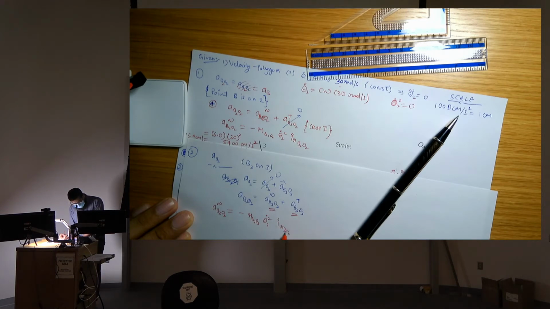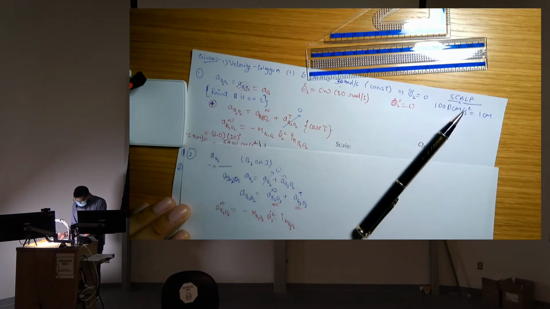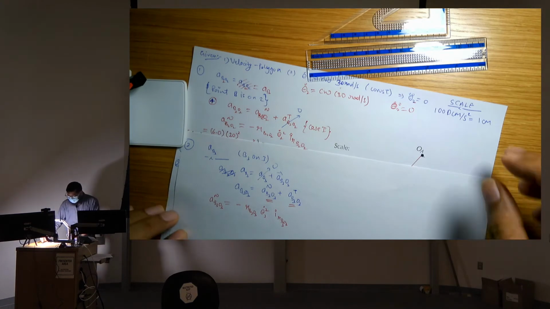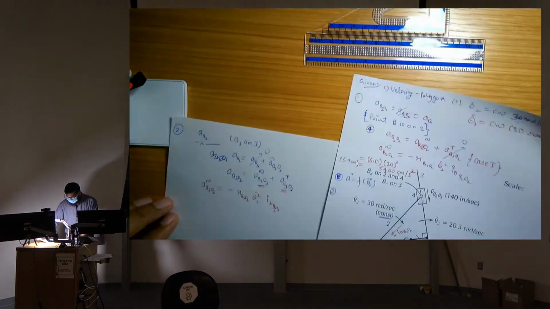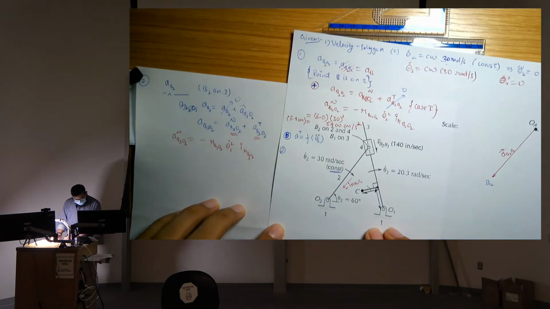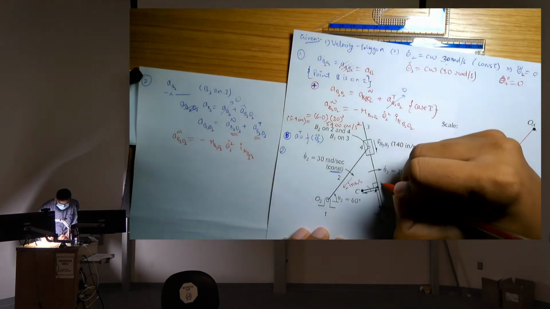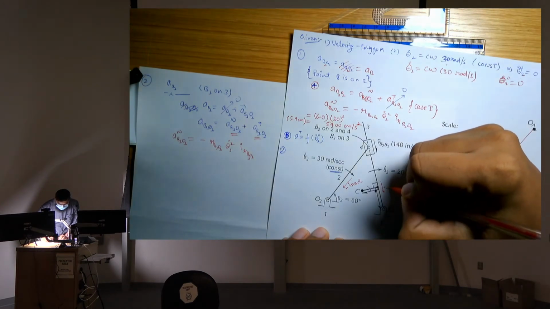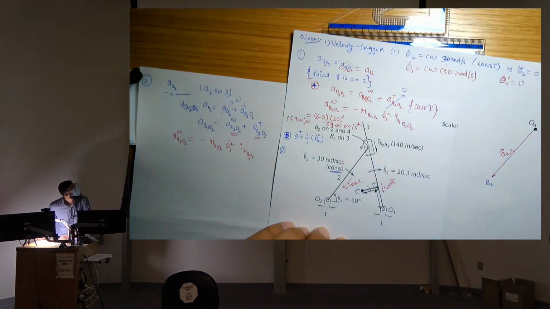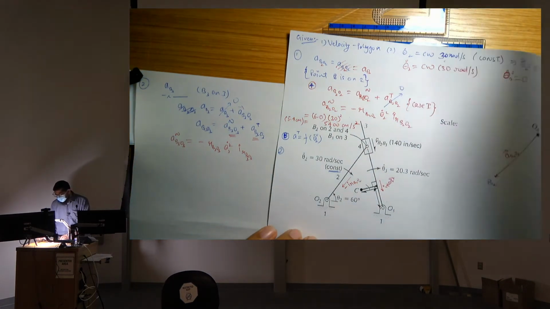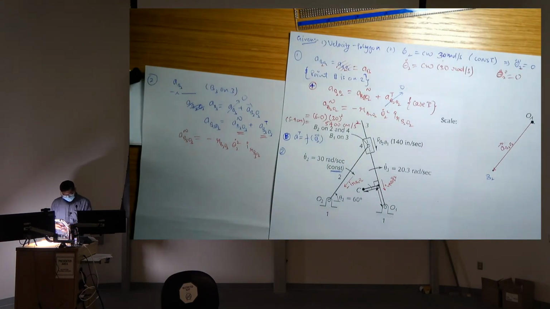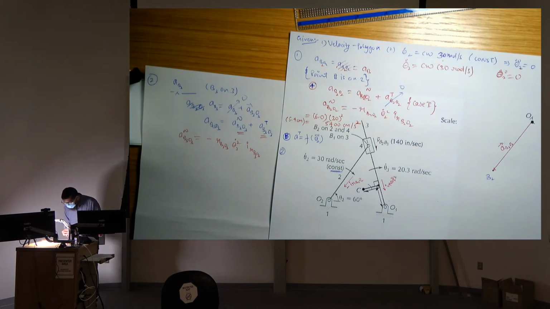And where would be the direction? B3 to O3, yes, in the negative radial direction. This is clear, right? If we see the mechanism, the direction would be B3 to O3. Clear? Now let's see, do we have magnitude, do we have something to put in the magnitude? So what do we need?